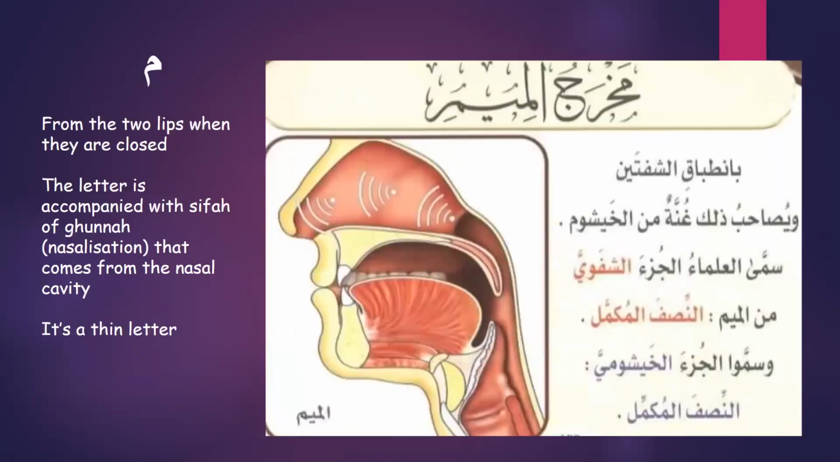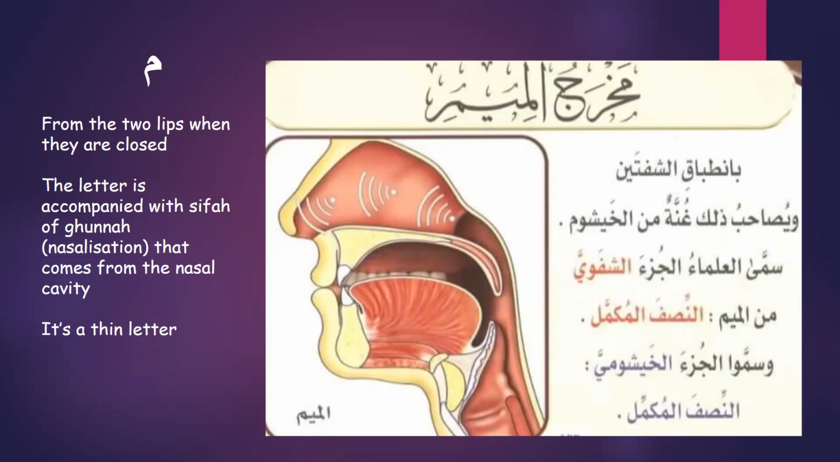For the letter mim, it's again from the two lips. You need to close your lips and make a sound, mim. This letter mim is accompanied with the sifa, a characteristic of Ghunnah. We call it nasalization in English. It's kind of a humming sound that comes from the nose when you say the letter mim. It's an inherent part of the letter.